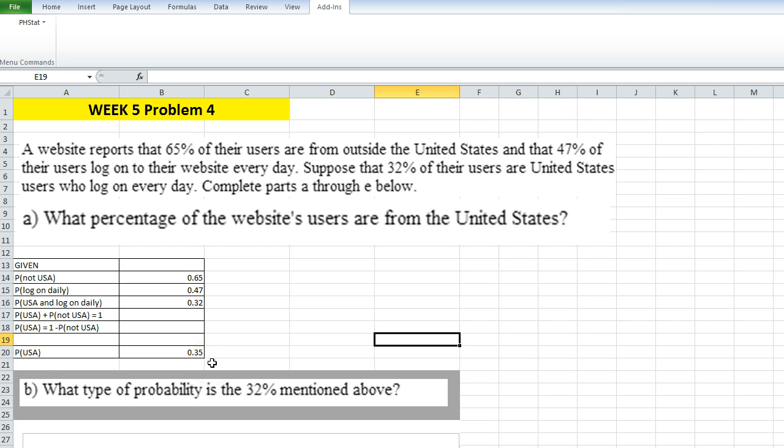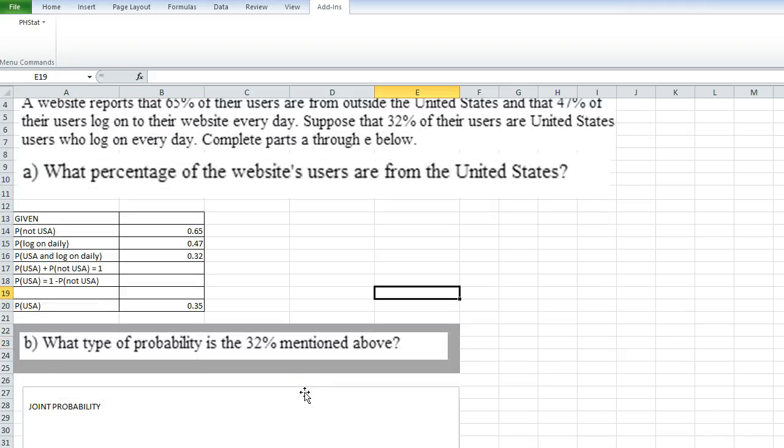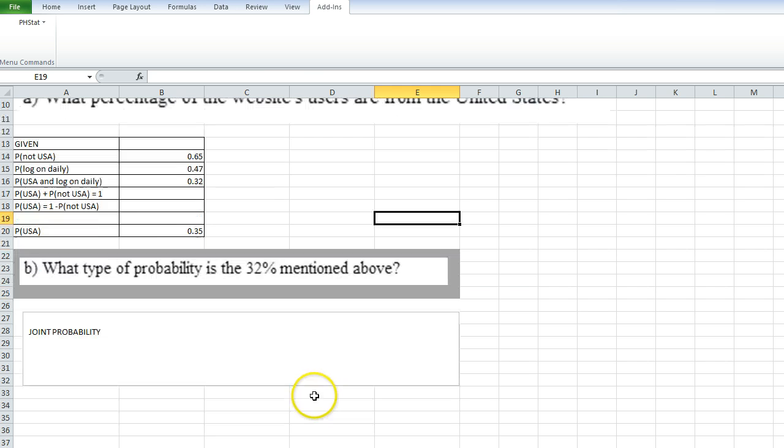Now, what type of probability is 0.32? It's a joint probability where, as the name suggests, it's two events that are joined, and you're given the probability of the two events occurring.